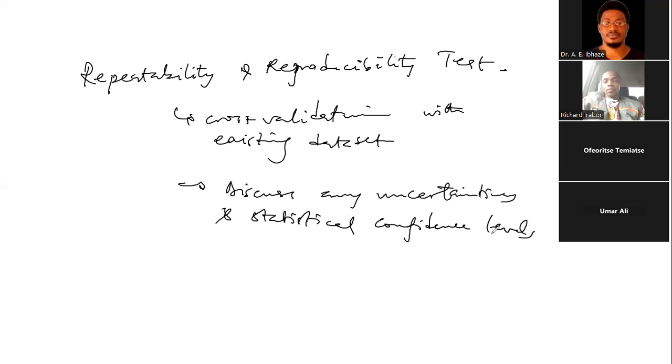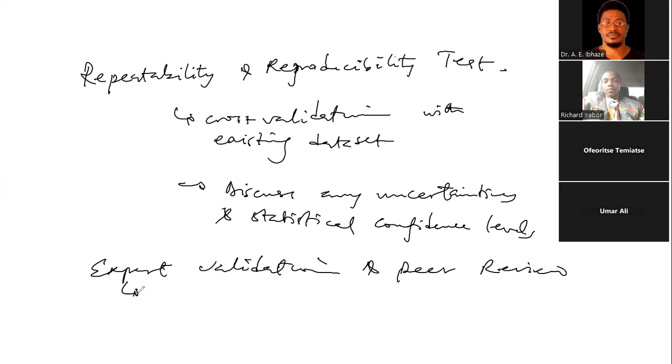And so far, we've mentioned three possible ways of validation: comparing with theoretical models, benchmarking with industry standards, and the repeatability and reproducibility test. And one other way, which you should add, is the expert validation and peer review.